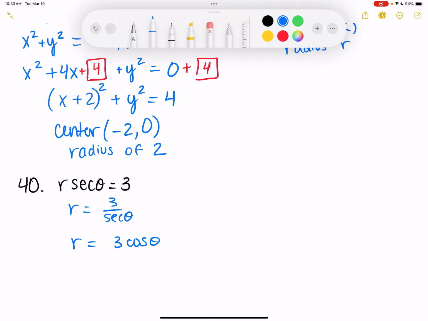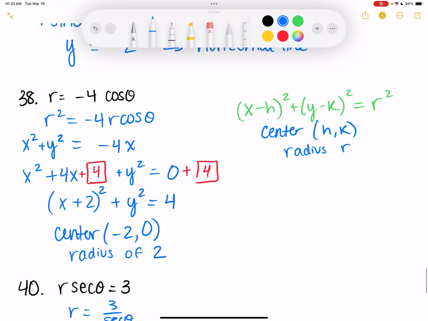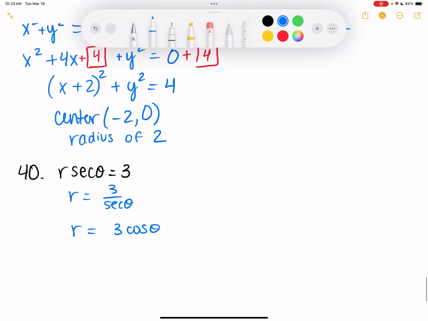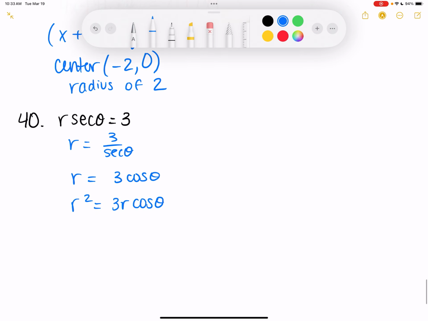Now, this kind of looks like what I had in the last problem, right? So, what do you think I should maybe do with this one at this point, based on what I did in the last one? You'll have to complete the circle again. Well, I can't yet. Multiply both sides by r. Multiply both sides by r, so r squared equals 3r cosine theta. So then r squared is?